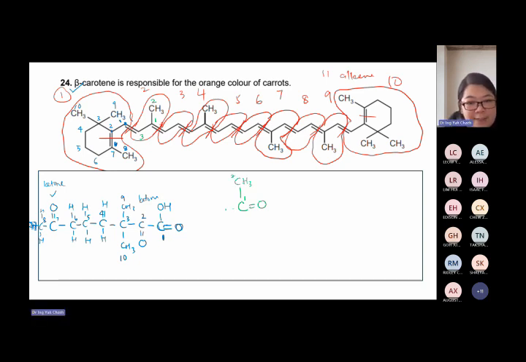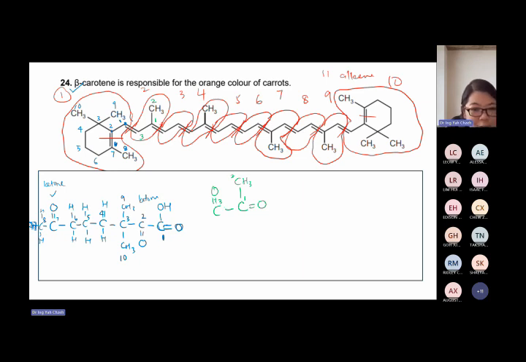Okay, left hand side, carbon number 3. Now, carbon number 3 has a double bond, so add oxygen. So let us count. They must all have 4 bonds. Okay, all carbon, 1, 2, 3, 4. Okay, done with carbon number 1.